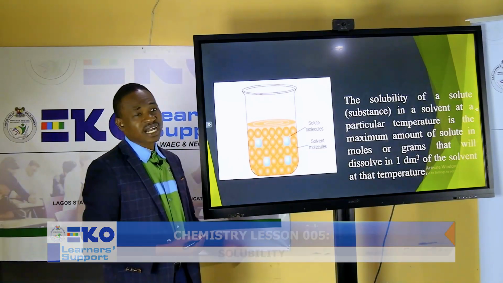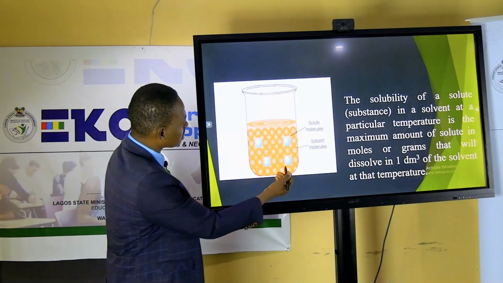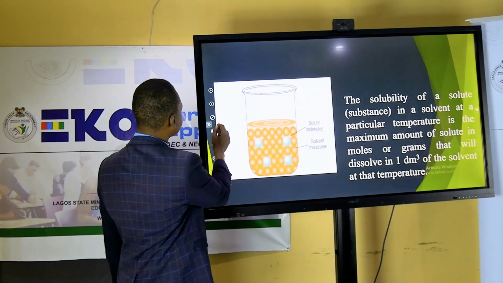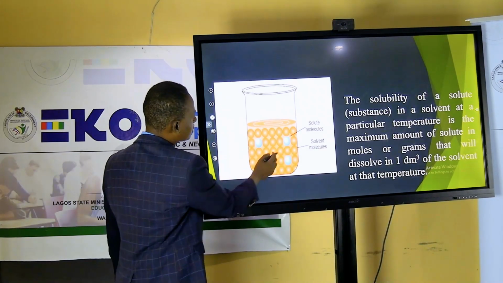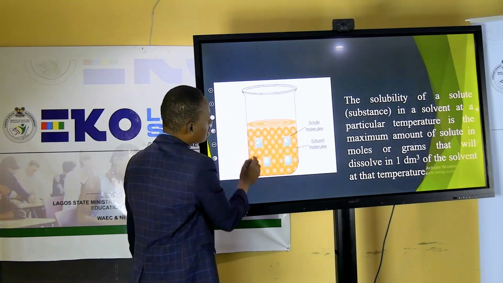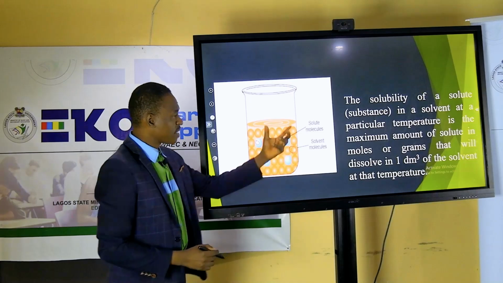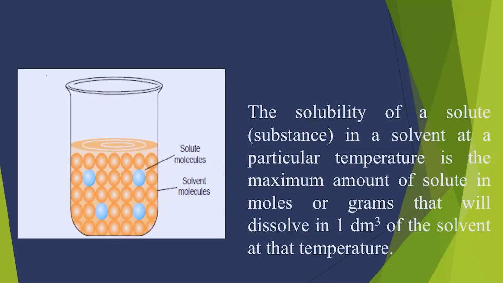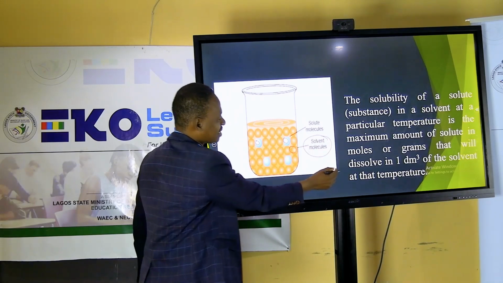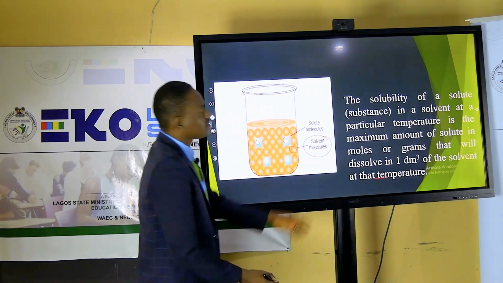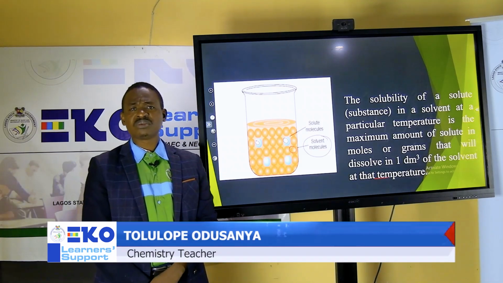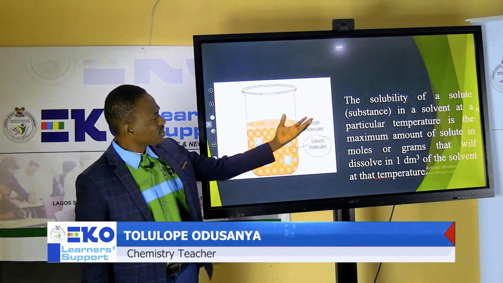Now, when you look at what you have on the board as well, you have the solutes. Yeah, these are solutes. And you have the solvents, molecules. So with this, you already have what we call a solution. But when you have the maximum amount of solutes that you can dissolve in this particular solvent at that particular temperature, we talk about solubility.